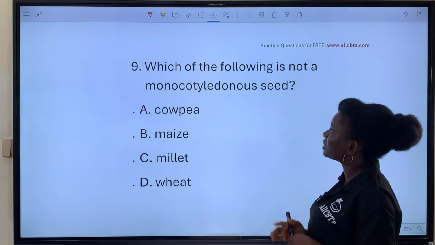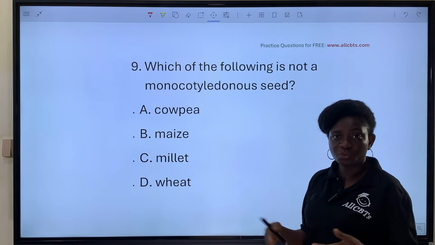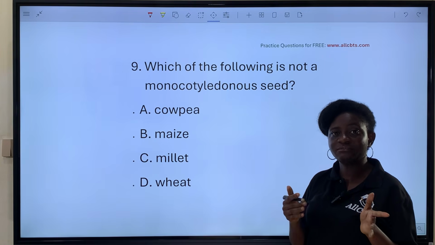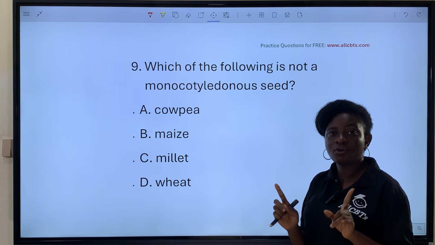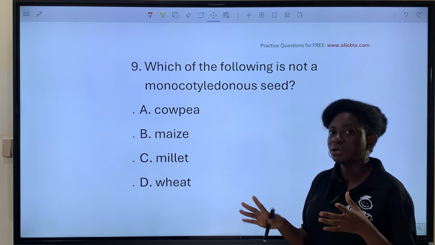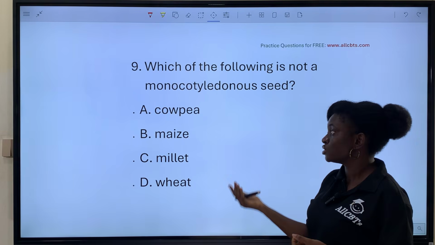So looking at these options now, we have wheat, millet, and maize. If you look at their leaves, they are narrow, they are needle-like. Unlike cowpea, which has broad leaves, so cowpea is not a monocotyledonous seed. So option A is the correct answer.